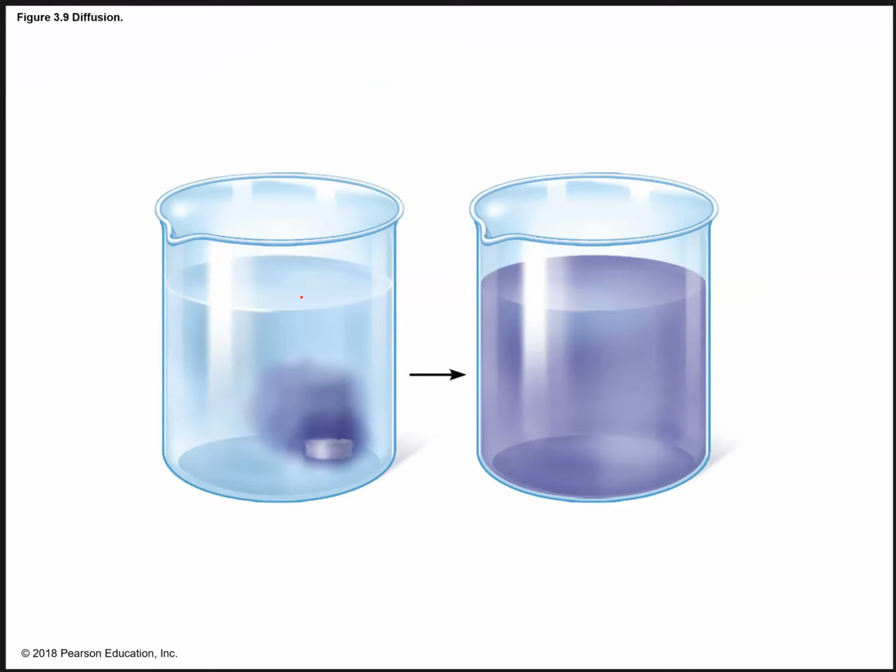Another example is this tablet here that has purple dye. Initially it's concentrated just in the tablet. When you drop the tablet in water, it dissolves and gets distributed evenly around the solvent, which is water. So this process is known as passive transport, specifically diffusion.